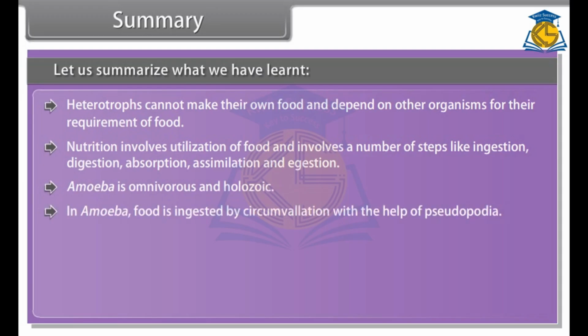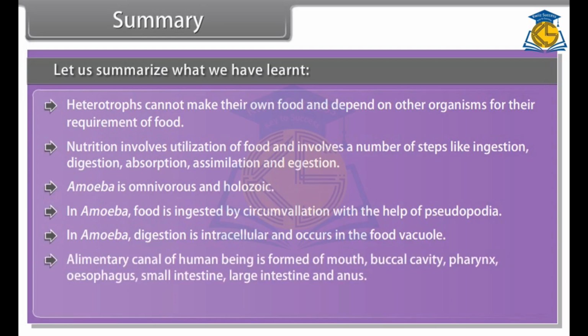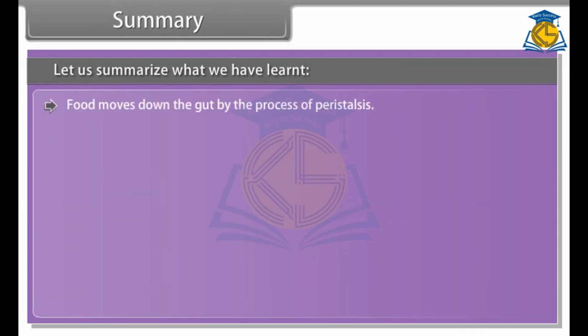In amoeba, food is ingested by circumvallation with the help of pseudopodia. In amoeba, digestion is intracellular and occurs in the food vacuole. The alimentary canal of a human being is formed of mouth, buccal cavity, pharynx, esophagus, small intestine, large intestine, and anus. Teeth in man are heterodont. Food moves down the gut by the process of peristalsis.